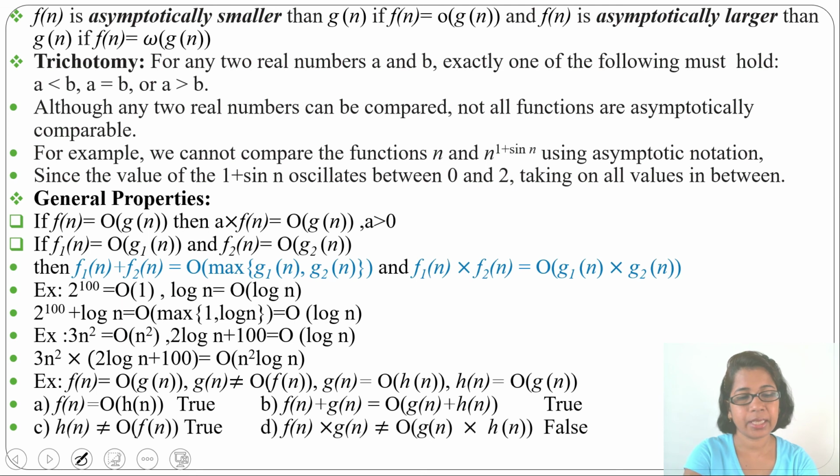Next, option C, h(n) not equals big O of f(n). This is true. h(n) equals O of g(n) and g(n) not equals big O of f(n). That's why h(n) is not equals to big O of f(n). According to transitivity, this is true. Next, f(n) multiplied by g(n) not equals big O of g(n) multiplied by h(n). This is false due to this. It should be equals to. You can see the formula. It should be equals to. As not equals is given, this is false.